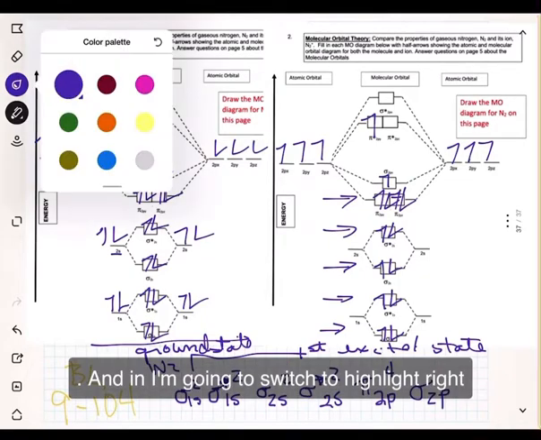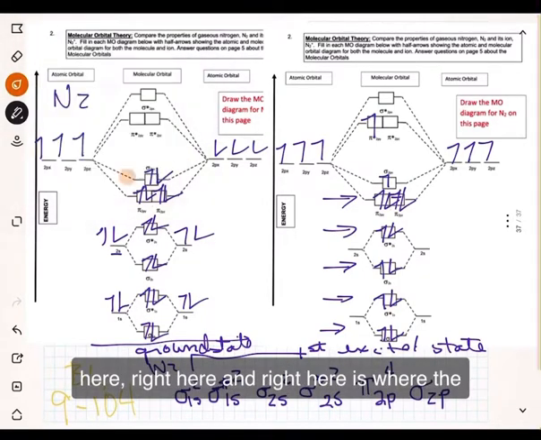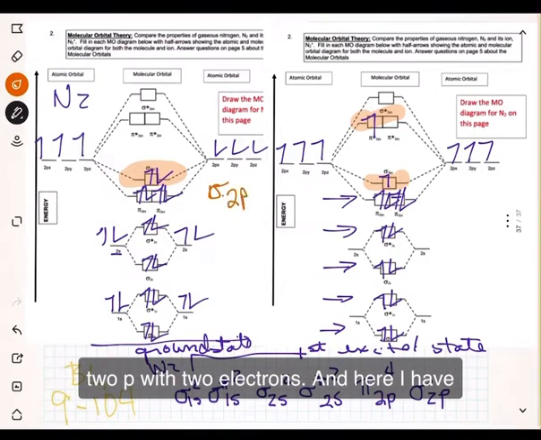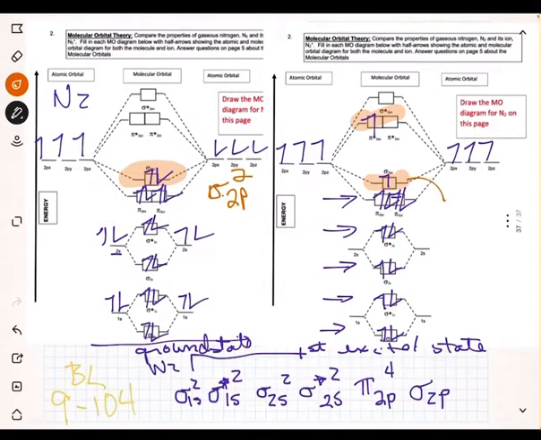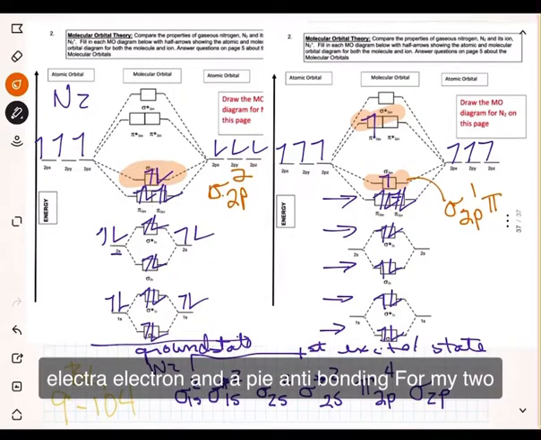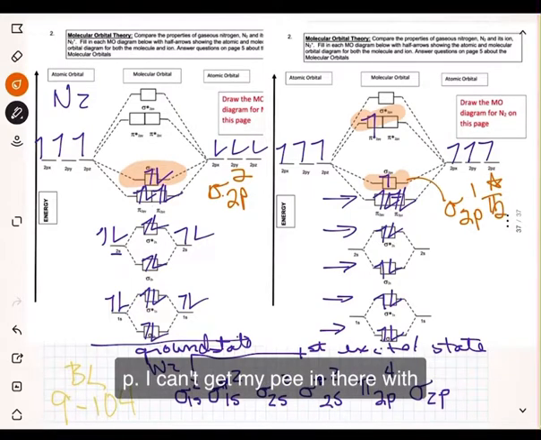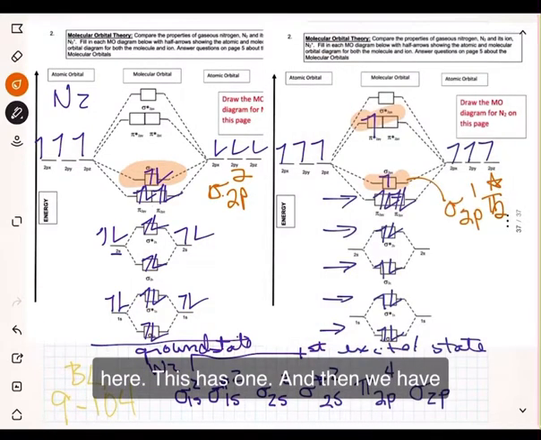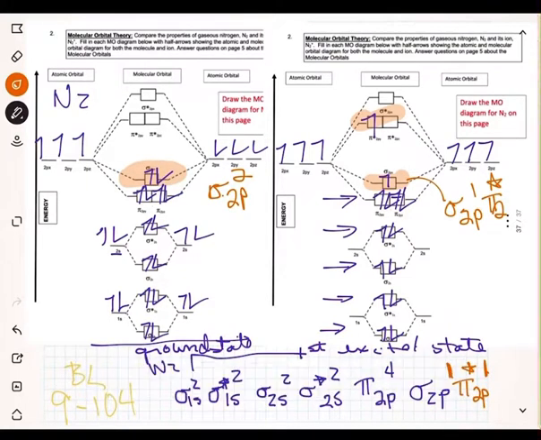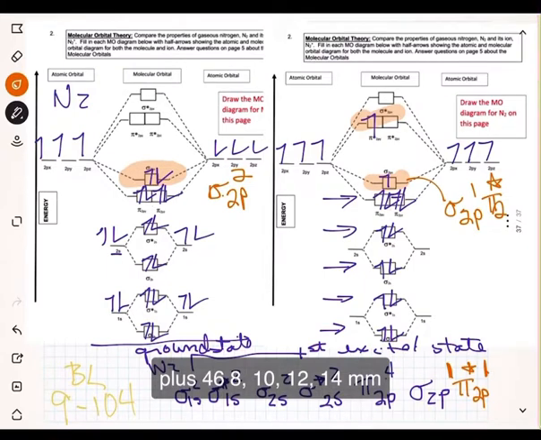And I'm going to switch to a highlight right here. Right here and right here is where the differences would be. We would have a pi for 2p with 2 electrons, and here I have a sigma with a 2p with 1 electron, and a pi antibonding for my 2p. I can't get my p in there. So I'm going to write that right here. This has 1. And then we have our pi antibonding for my 2p with 1 electron. We should have 14. We have 1, 2, plus 4 is 6, 8, 10, 12, 14.